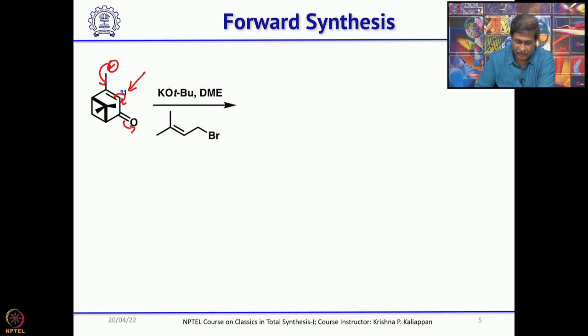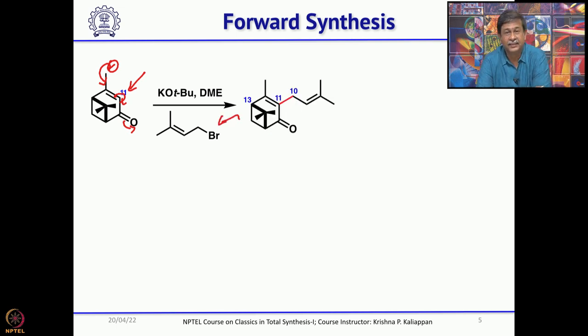So when you treat this with potassium tert-butoxide, as I said, the dienolate will be formed. Now when you quench this with prenyl bromide, so this is called prenyl bromide, then what you get is the alpha alkylated product, here the alpha prenylated product. Okay, is it clear? Alpha prenylated product.